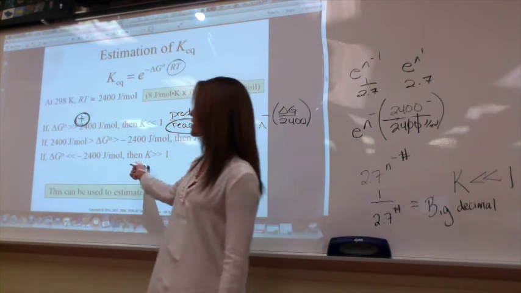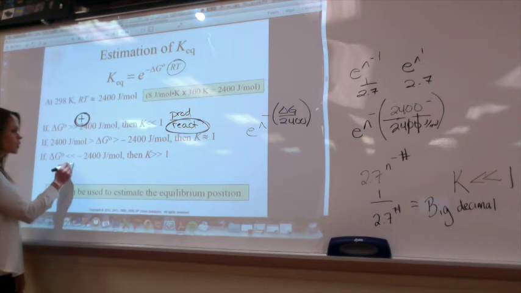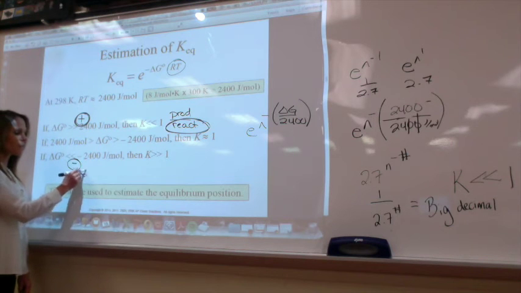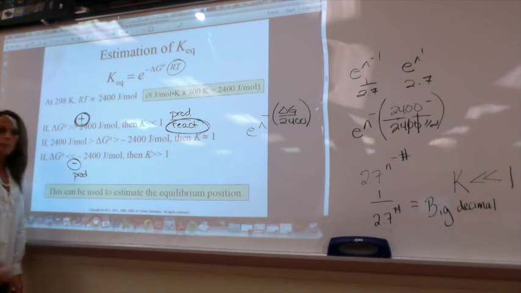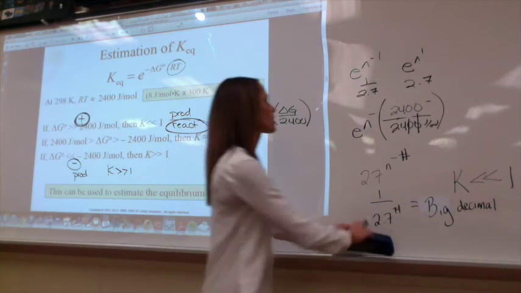All right, the next part is if delta G is much, much less than negative 2400. So you have a big negative number here. What does that mean? Product favored or reactant favored? Product. So what should my K value be? Much greater than 1, right? But let's evaluate that with this expression.